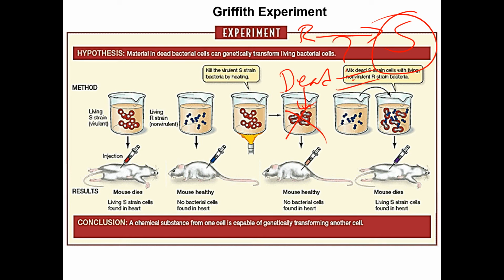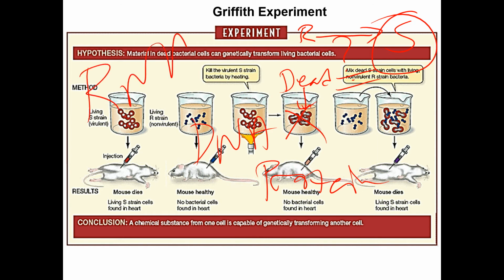All right, now, there's some transforming substance. So the question now becomes, is it DNA or is it protein? Or, here's another competing thought, is it RNA? Alright, so we got DNA, we got RNA, we got protein. Which is it?